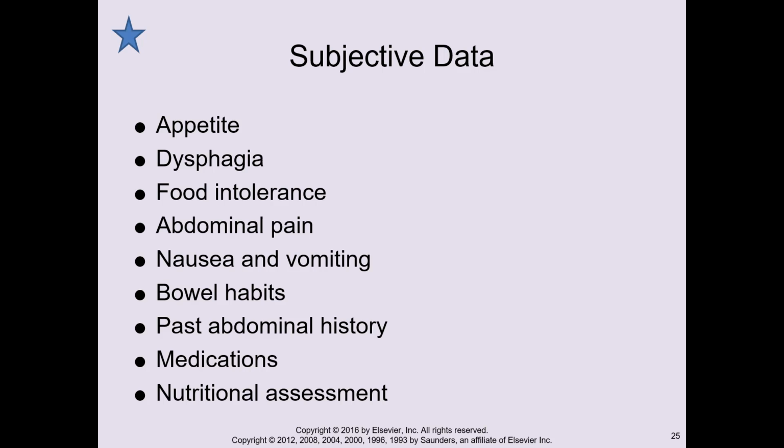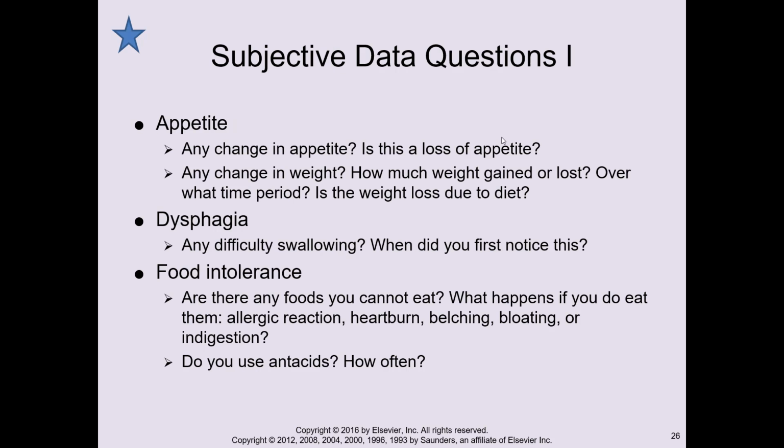So what is actually going on for the patients? What medications are they on? Opioids especially will inhibit peristalsis, so that constipation becomes a real problem. Other medications cause diarrhea as a side effect. So pay attention to what's going on. So your subjective data questions are listed here, and you want to pay attention.